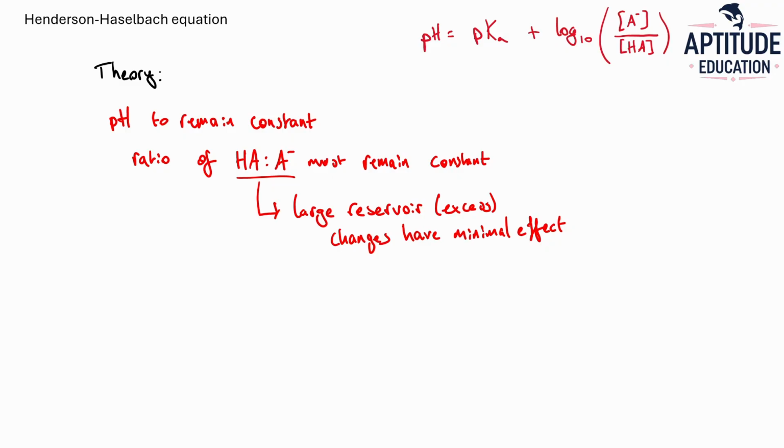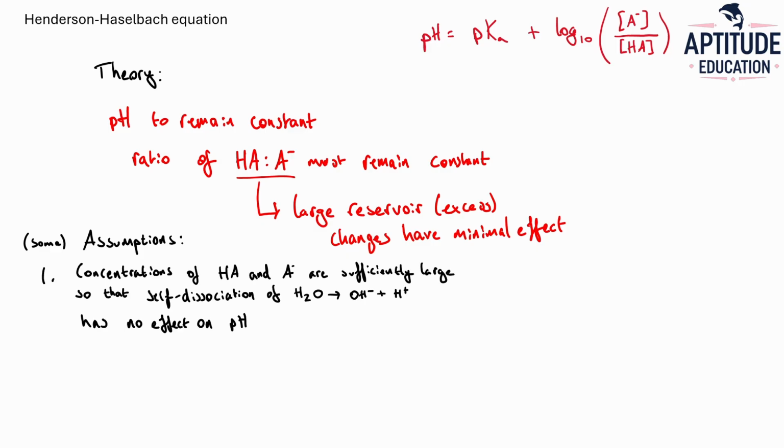It assumes things. One of the assumptions that the Henderson-Hasselbalch equation makes is that our buffer solution has a sufficient concentration of HA and its conjugate base so that when water dissociates into OH- and H+, the concentrations of HA and A- are changed minimally, and so the pH will remain relatively constant.